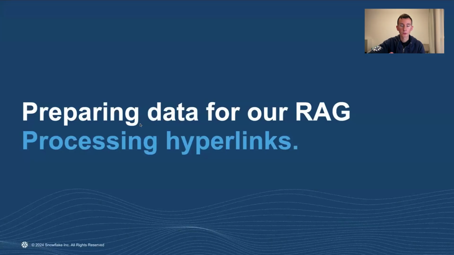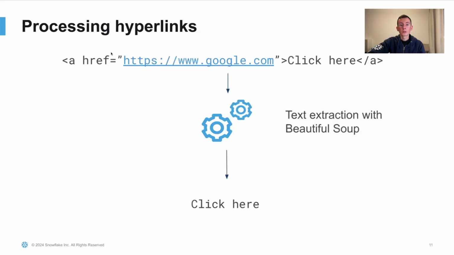Now let me talk to you about the different steps that we did to make our RAG chatbot more efficient. And I will start by talking about how we process hyperlinks. Usually in an HTML page, a hyperlink is created by using what we call an A tag, because the information is contained inside this tag. And if we give this directly to the chatbot, as I said, it's not going to be efficient.